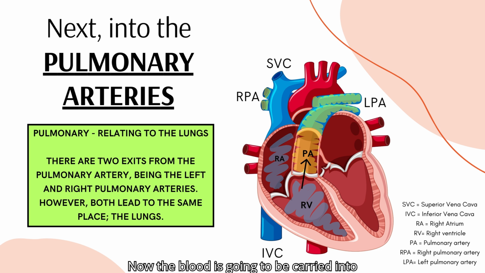Now the blood is going to be carried into the pulmonary arteries, which is going to lead it to the lungs. It is important to note that both the right and left pulmonary arteries lead to the same destination, which is the lungs. The only difference is that the right pulmonary artery directs blood to the right lung, while the left pulmonary artery directs it to the left lung. Despite this separation, the ultimate goal is the same, so do not let this confuse you because they are on different sides. They both have the same destination.